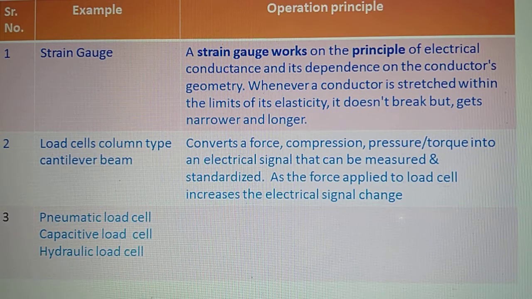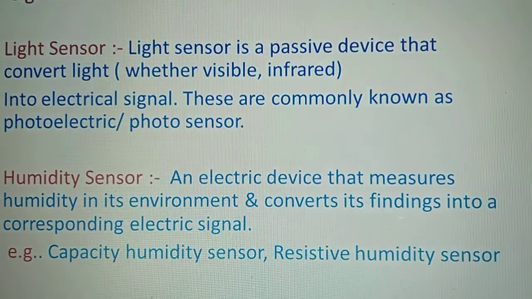The next examples I have noted here; you can find out the operating principles of these. The pneumatic load cell, capacitive load cell and hydraulic load cell are the next three examples of force or torque gauges. You can find out the operating principles of these three.